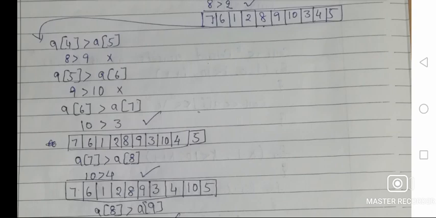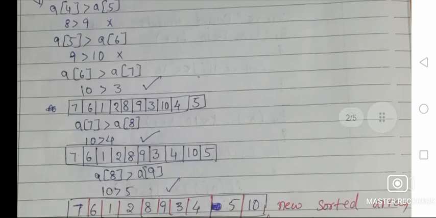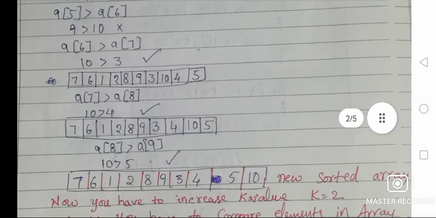Now our new array is 7, 6, 1, 2, 8, 9, 3, 10, 4, 5. So next you have to increase the J value and check the condition. F7 greater than F8, 10 greater than 4. This condition will be true and it will exchange the values. Again you have to increase the J value, check the condition. F8 greater than F9, so 10 greater than 5, and you have to exchange the values.